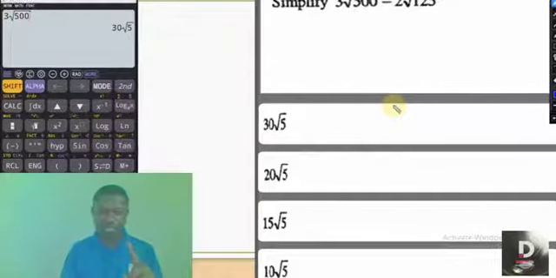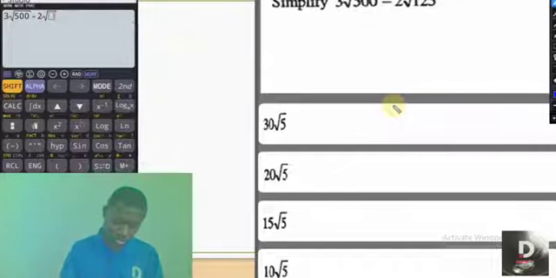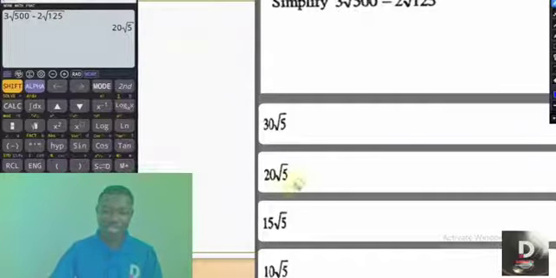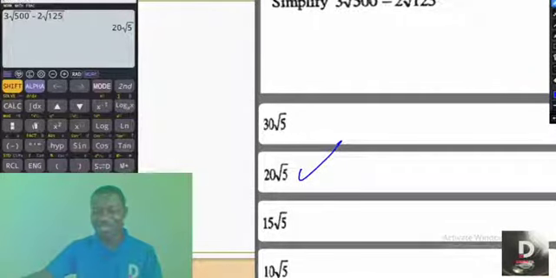Forward arrow. Take note. Minus 2 root 125. That is the answer. 20 root 5. Do you have it there? Yes. Option B. Simple. Do you love it? Did you know this already?